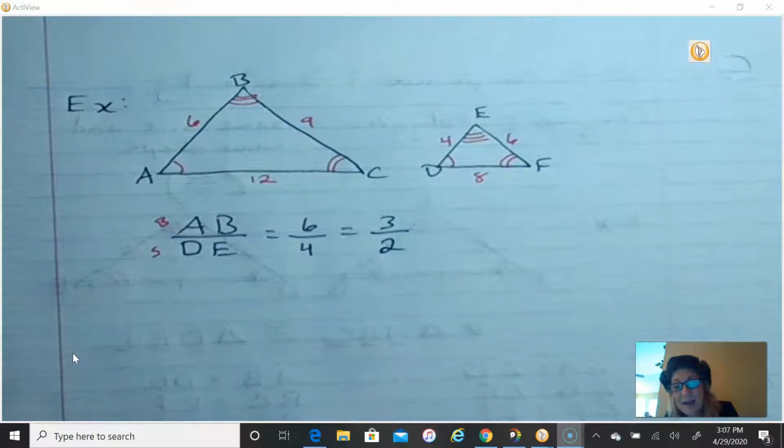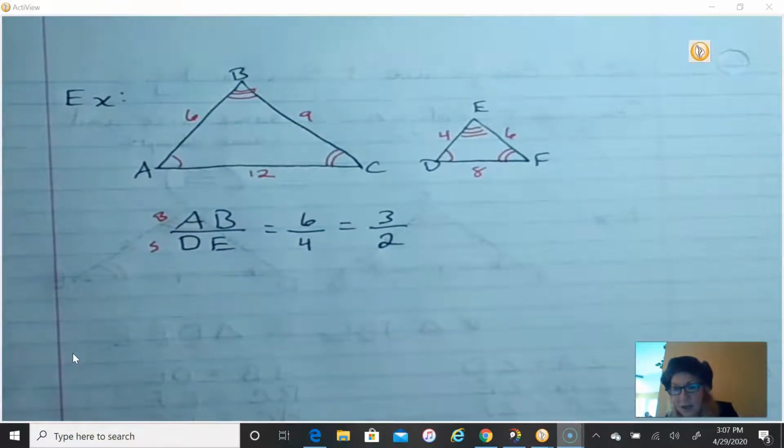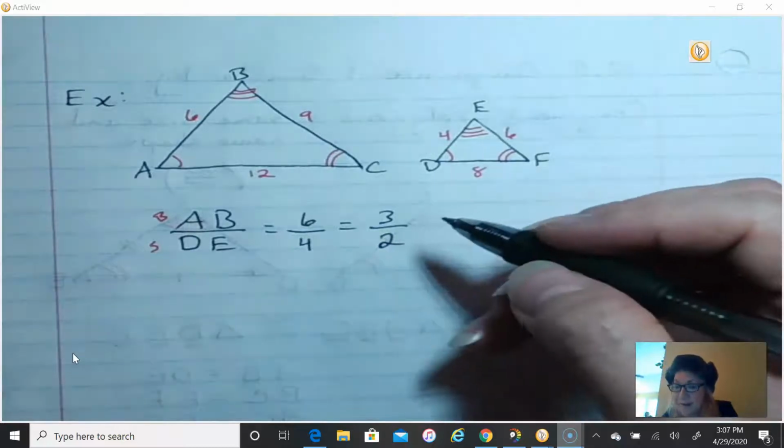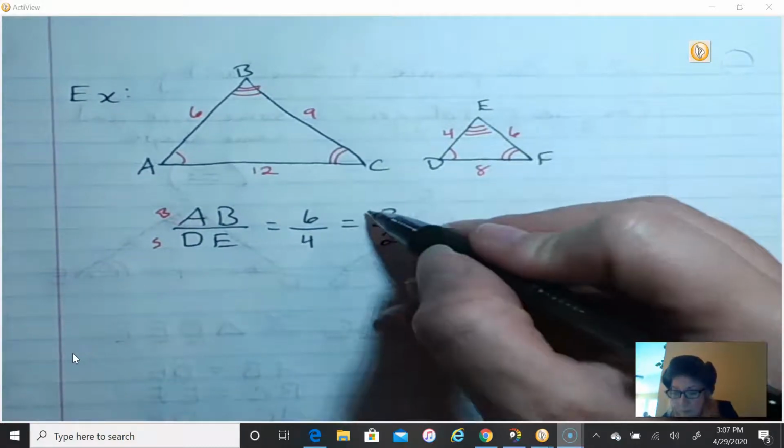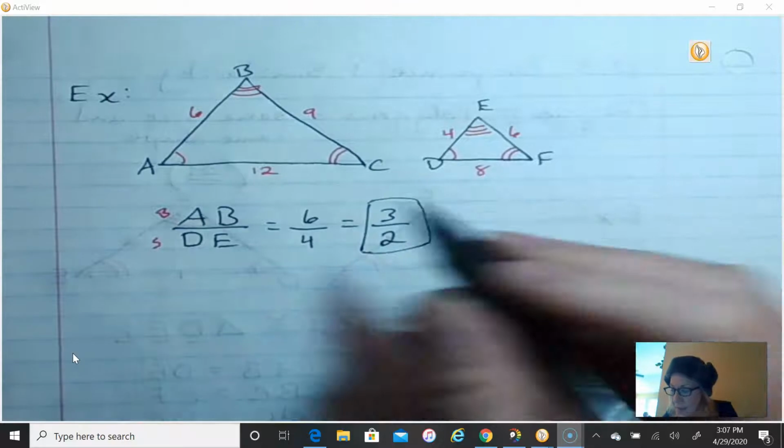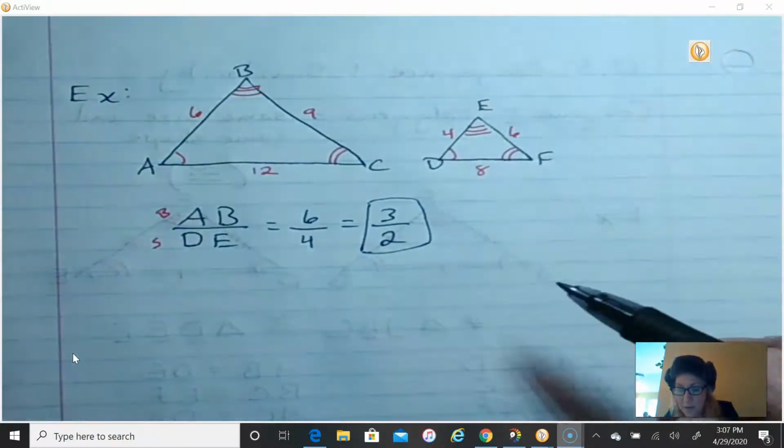Now this is scale and ratio. We do not change it to a mixed number. No, no, no, no, no. 6th grade was doing the same thing. So the scale for those two sides is 3/2.